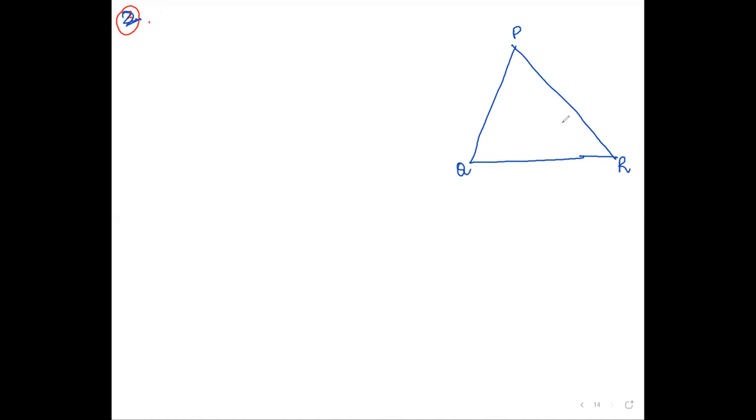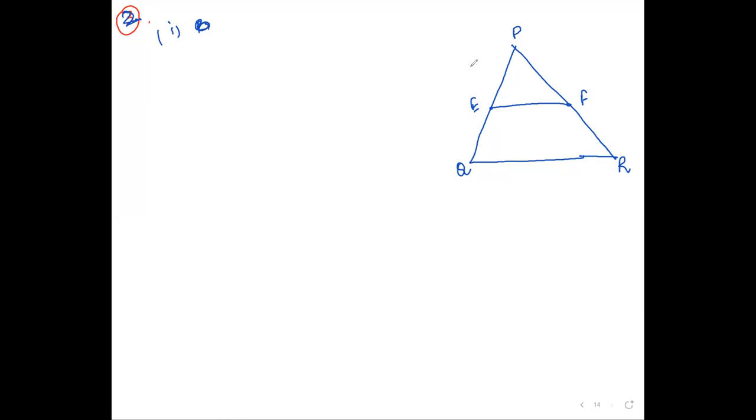E and F are points on side PQ and PR. So on side PQ, you have some point E, and then here you have F. For each of the following cases, state whether EF is parallel to QR. Now, the first case. I'm using the figure only.